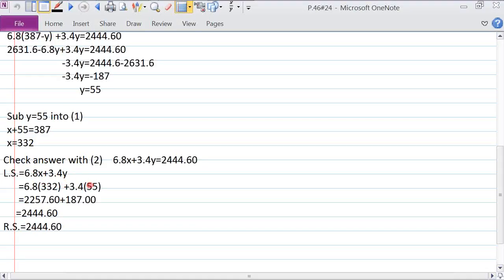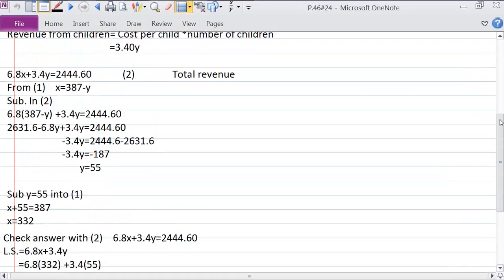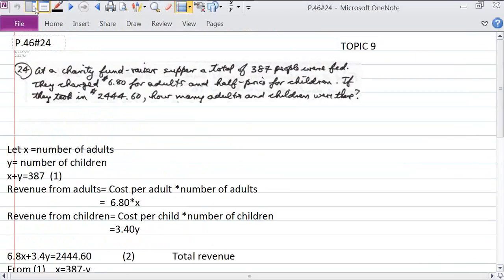The number of children, y, is 55. So there's my revenue from the adults. There's my revenue from the children. I get $2,257.60 as my revenue from adults, and $187 revenue from children. Add that, I get $2,444.60. And I look on the right side of this equation and I get exactly the same answer. So since the left side equals the right side, we're assuming that the calculation was done correctly and we have the correct number of adults and children.